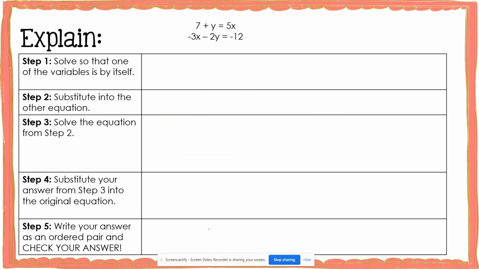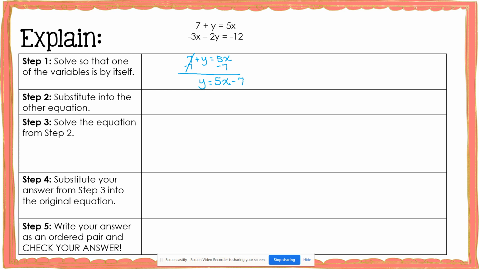Next, we see 7 plus y equals 5x and negative 3x minus 2y equals negative 12. You can see that in this first equation, our y variable has a coefficient of 1, so we could get y by itself. So we're going to say 7 plus y equals 5x. And to get y by itself, we need to get rid of this 7. Well, 7 is being added to y, so we are going to subtract 7 from both sides of our equation. These will cancel to leave us with y equals, and then we have 5x minus 7.